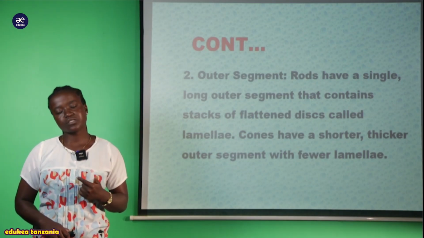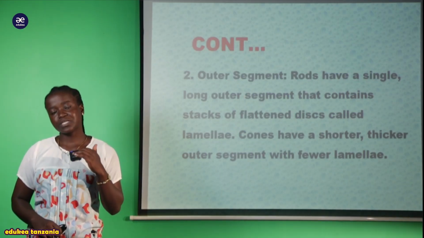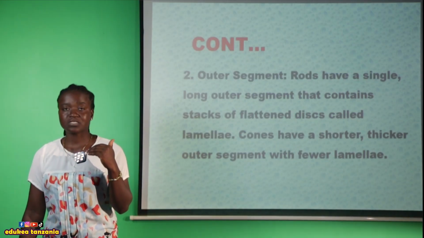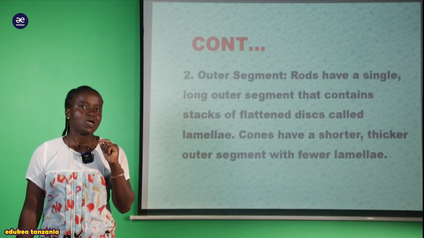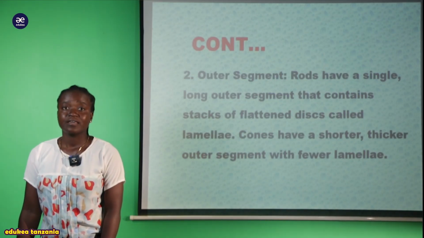But also the cones, they are shorter. When you see the structure of these cones, they are shorter. Kwa maana kwamba ni ndogo, ni fupi sana ukikompare na ile structure ya rods.